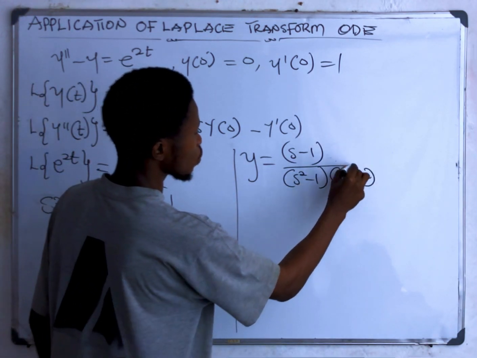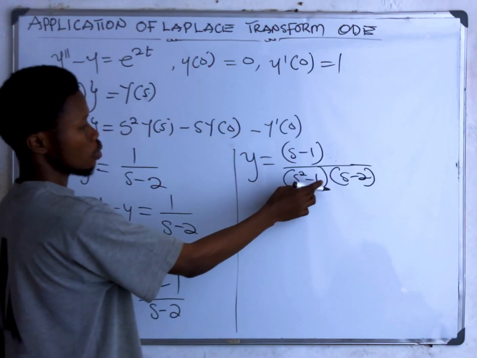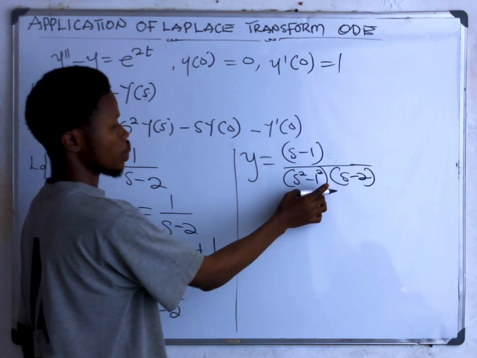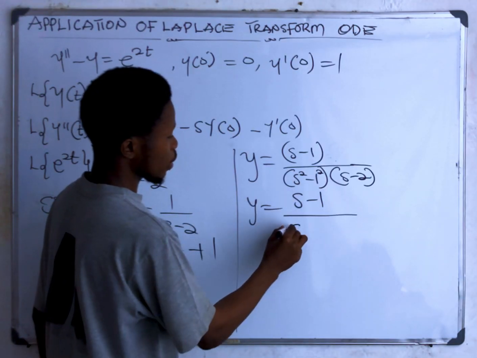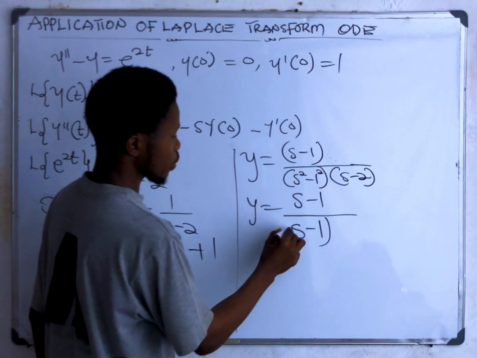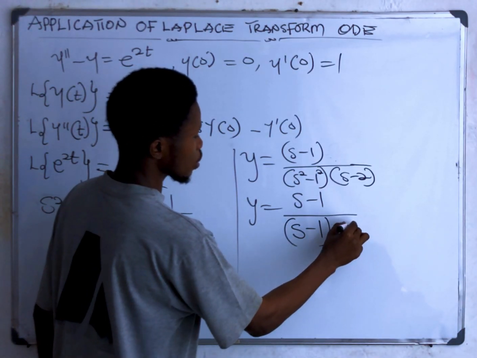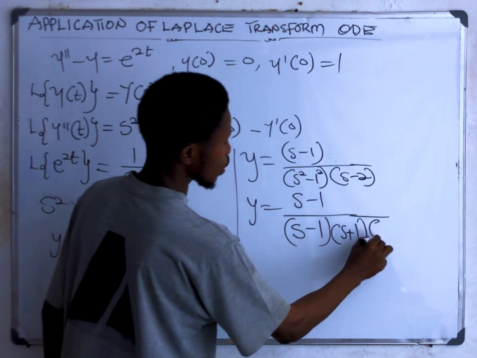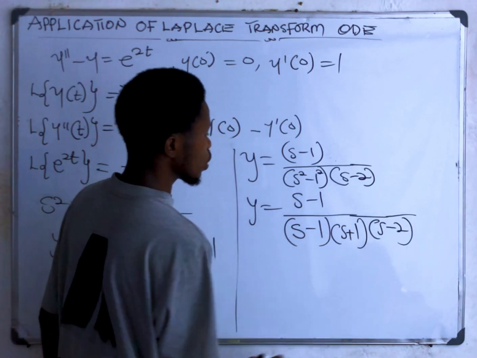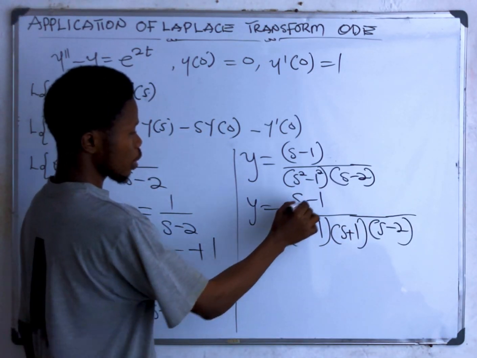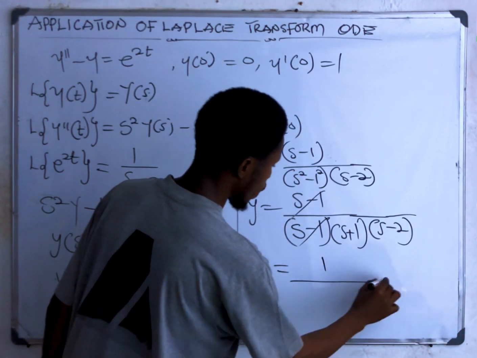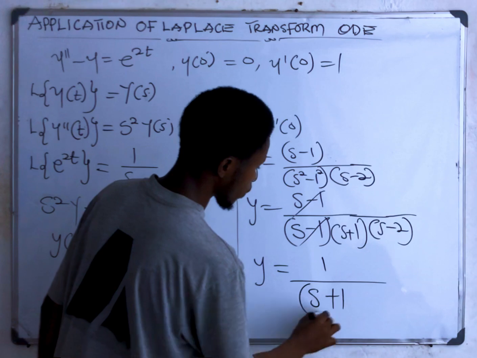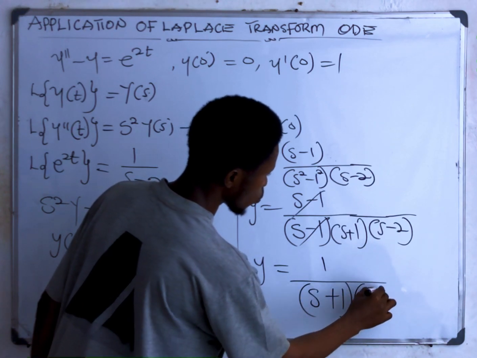This one, s squared minus 1, is a difference of two squares, so I can expand it. So I have s minus 1 divided by s minus 1, s plus 1, then s minus 2. So at the end, this cancels with this one, leaving Y equals 1 over s plus 1, s minus 2.